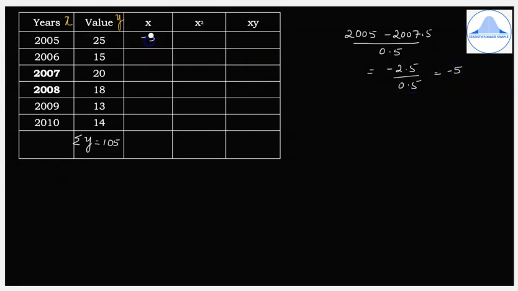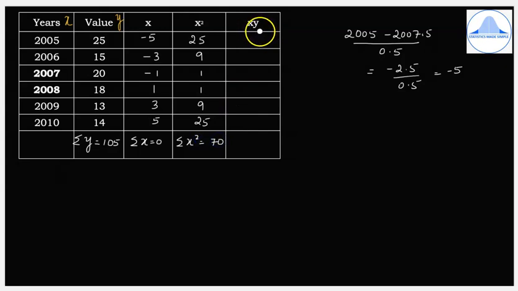So let us write minus 5 here. Similarly, 2006 minus 2007.5 divided by 0.5 will give us minus 3. Next will be minus 1. Then we will have 1, 3 and 5. Our aim is always to make summation x equal to 0. Next, find out x square. Whenever you square a negative value, it becomes positive. So minus 5 square is 25. Then you get 9, 1, 1, 9 and 25. Add up this column and you'll get summation x square is equal to 70.